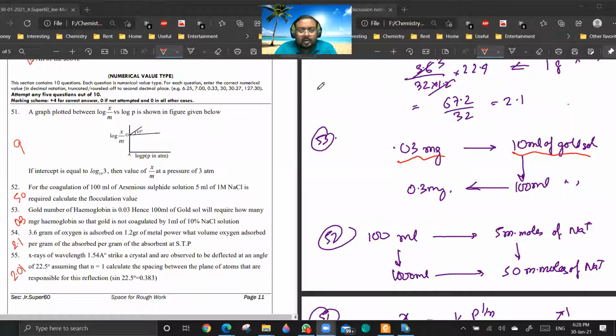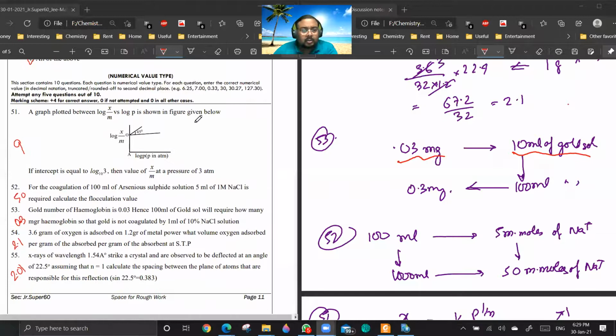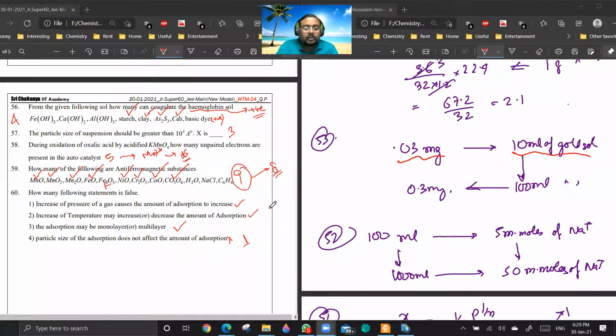55 is easy. Bragg's law: n lambda is equal to 2d sin theta. Yes or no? Up to 55, any doubts? Fifty-one to 55, any doubts? No, sir. Okay. 56 to 60.